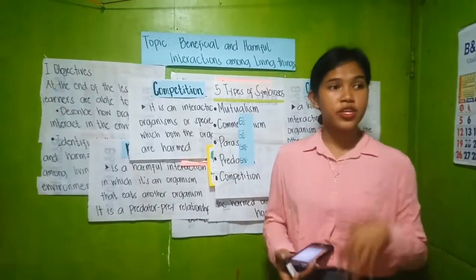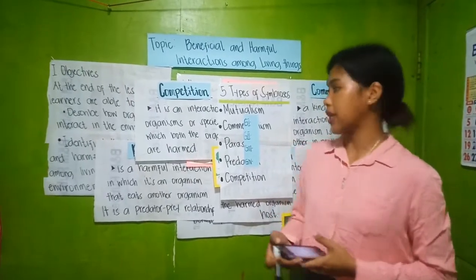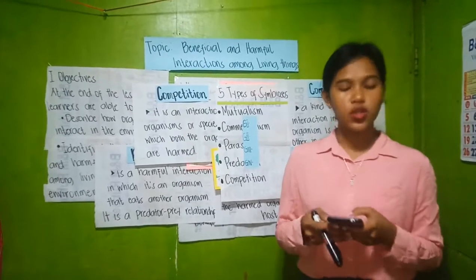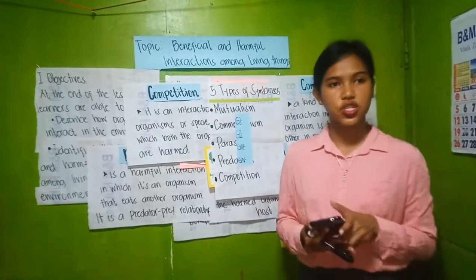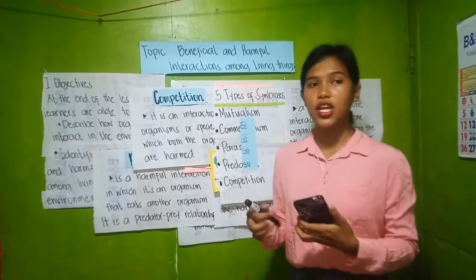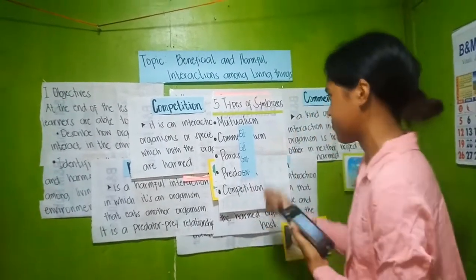So now, every group, choose your player. Okay, for group 1: it is also known as the predator-prey relationship. Yes, Alice. Predation. Very good. Group 1 has already 5 points.